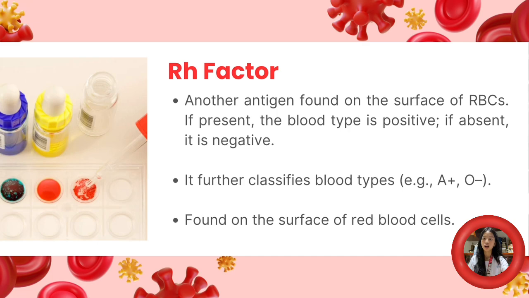The Rh factor is another important marker in blood typing. If the antigen is present, we call it Rh positive. If absent, it's Rh negative. This is important for transfusions and even in pregnancies. For example, if a mother is Rh negative but her baby is Rh positive, it can cause complications unless treated with special injections.